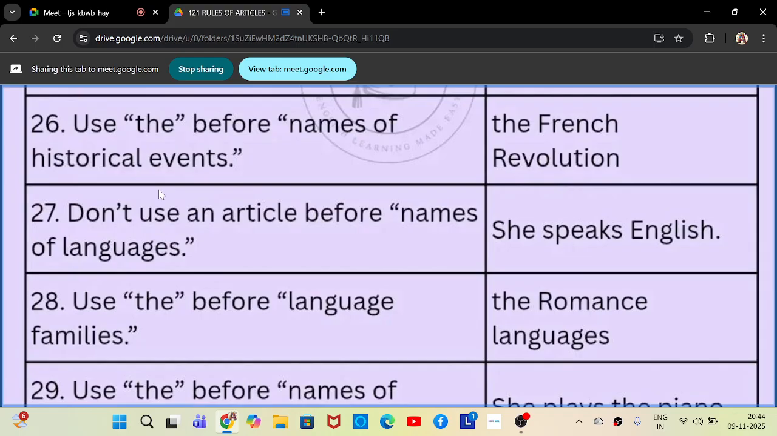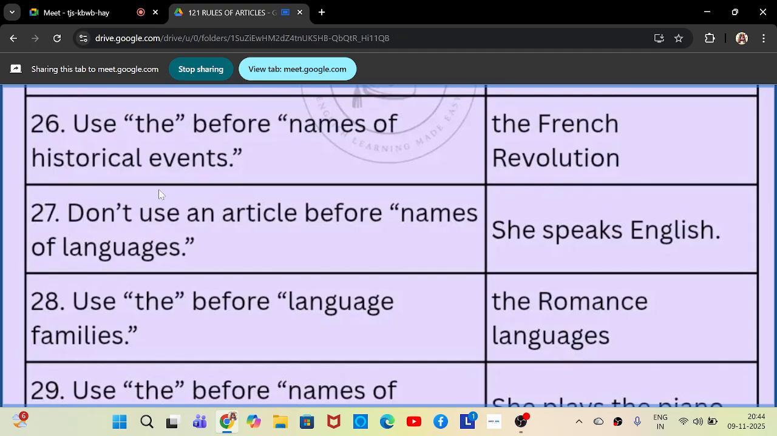Okay, we often study about these events, and whenever you speak about those events, you can use the. For example, the French Revolution, the First World War, the Second World War. Then there are many other revolutions, right? And you can say the Battle of Panipat, the Battle of... I'm not getting the names suddenly. Lots of historical events are there. When we speak about them, we can use the.